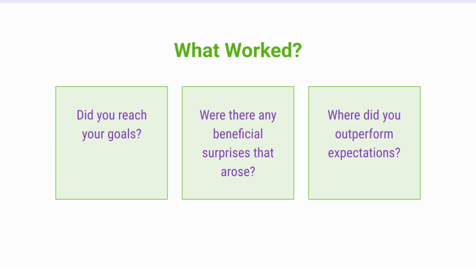Optimization is a process. First, what worked? Did we reach our goals? Were there any beneficial surprises that arose? Where did we outperform expectations? Maybe a certain type of content resonated more than we anticipated, or a specific platform delivered unexpected results. It's important to identify these wins and understand why they happened so we can replicate them in the future.